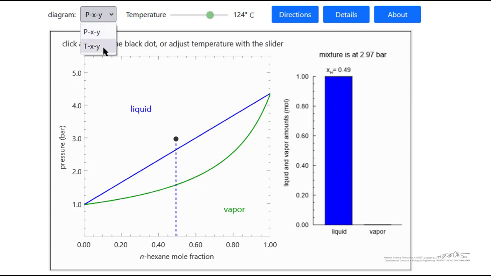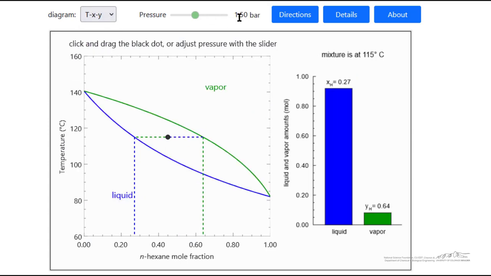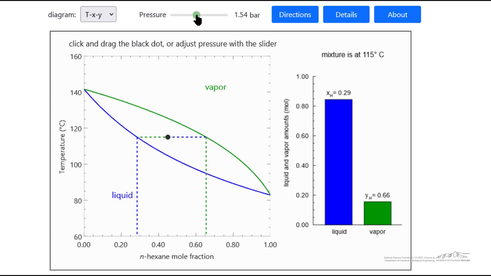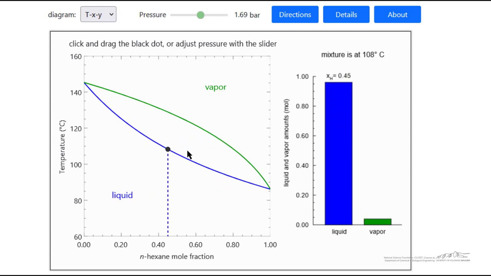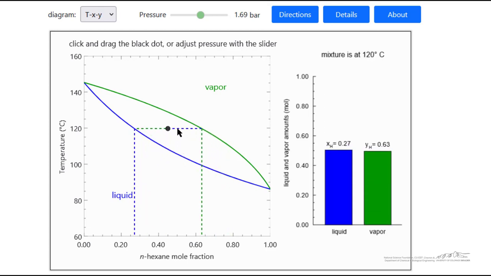There's the option to also look at the temperature mole fraction diagram, where now I can change the pressure. If I change the pressure, of course, then these points, the pure component boiling points, increase as the pressure increases. Likewise on this graph, I can move the dot at constant temperature by holding down the Shift key, or I can move it at constant mole fraction by holding down the Control key.